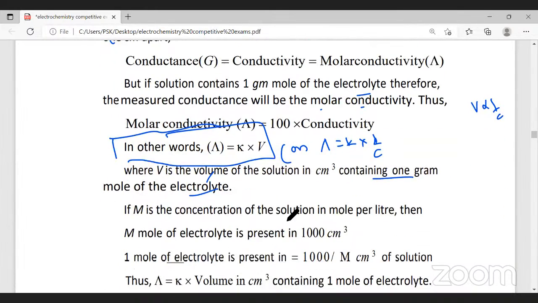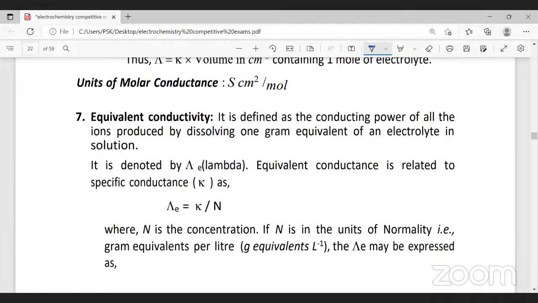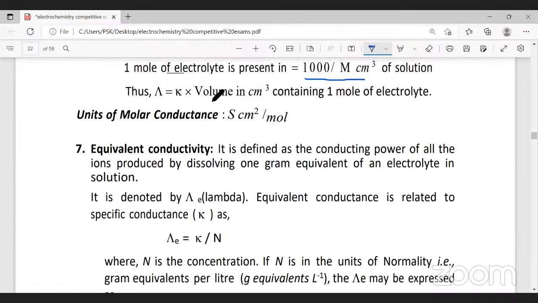If M is the concentration of the solution in mole per liter, then M moles of electrolyte is present in 1000 centimeter cube. So 1 mole of electrolyte is present in 1000 by M centimeter cube of the solution. Thus, we write lambda is equal to kappa, specific conductance, into volume in centimeter cube containing 1 mole of an electrolyte.